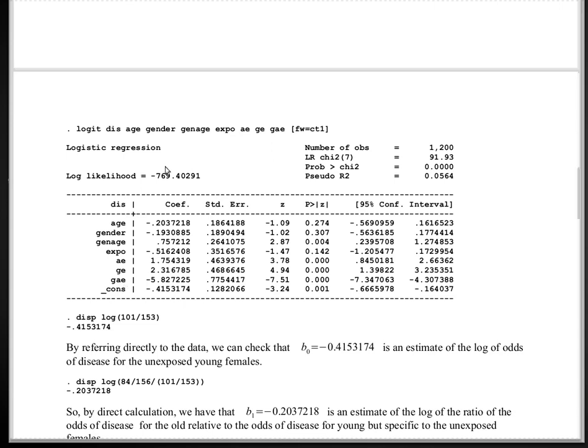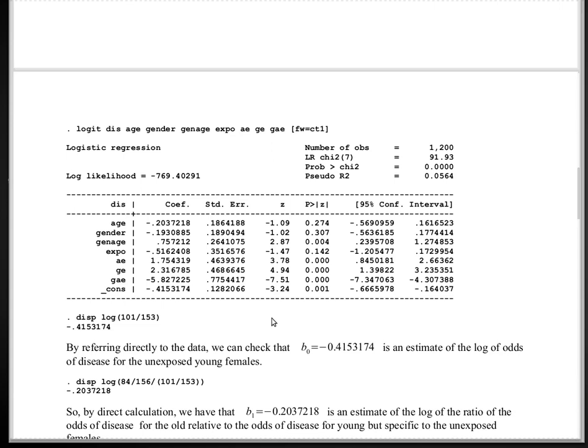Oh yes, I was going to note that we can directly compute the estimate of the log odds of disease for the unexposed young females. And I could have computed that directly from the data.